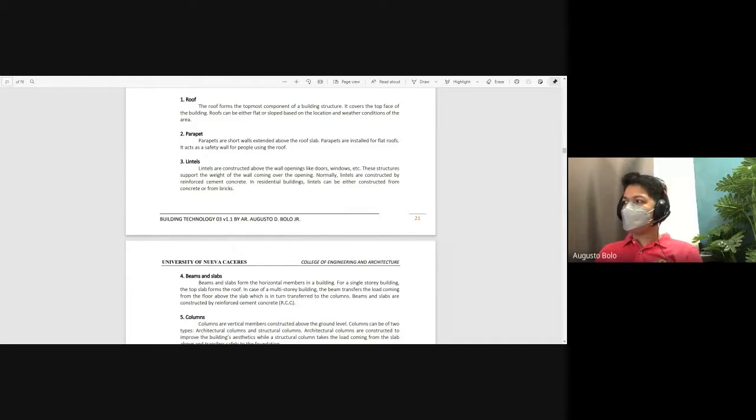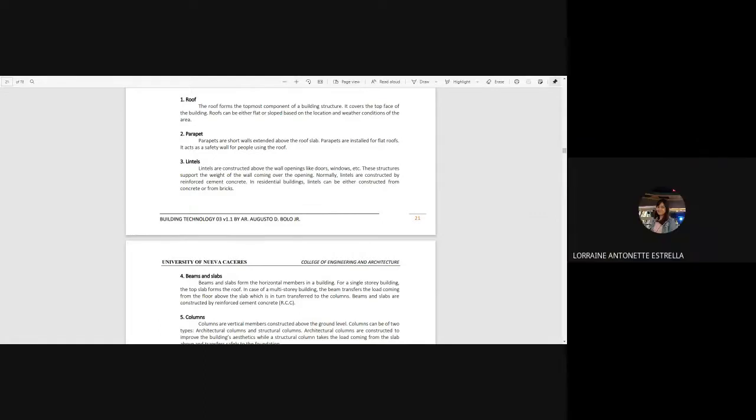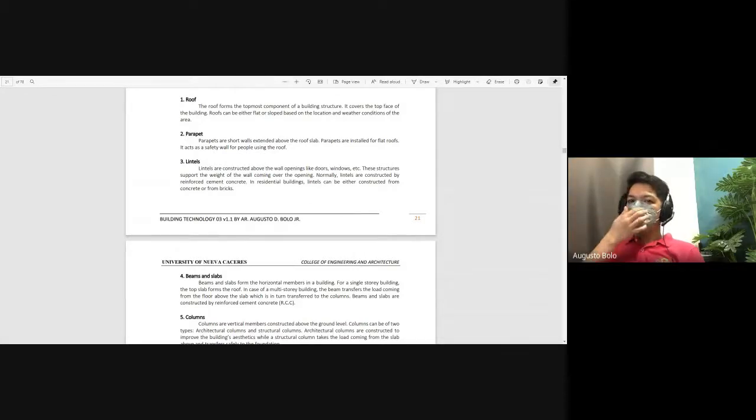Parapets are short walls extended above the roof slab. Parapets are installed for flat roofs. It acts as a safety wall for people using the roof. Okay. Should I elaborate or you know what is a parapet na?